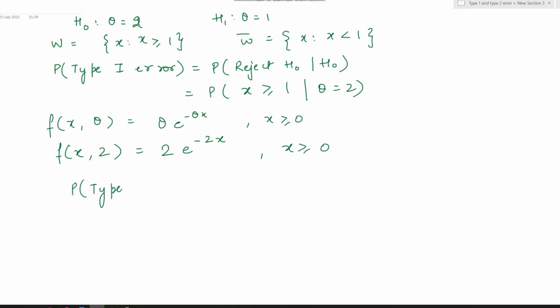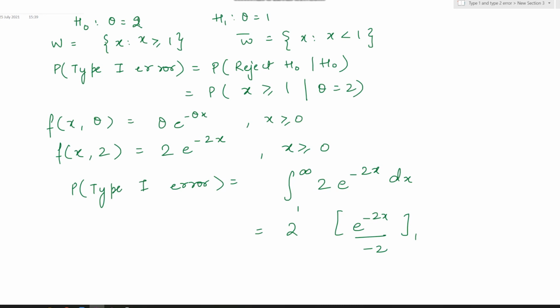Now the probability of type 1 error would be equal to the integral from 1 to infinity of 2 times e raised to the power minus 2x dx. Since 2 is a constant, we take that out, so this is 2 times e to the power minus 2x upon minus 2, with the range 1 to infinity. Now this is equal to e to the power minus 2, which is equal to 1 upon e square.